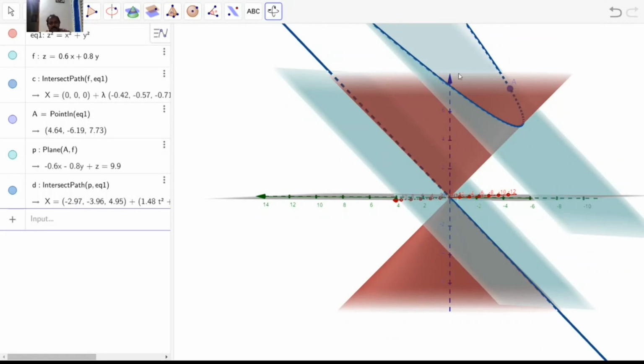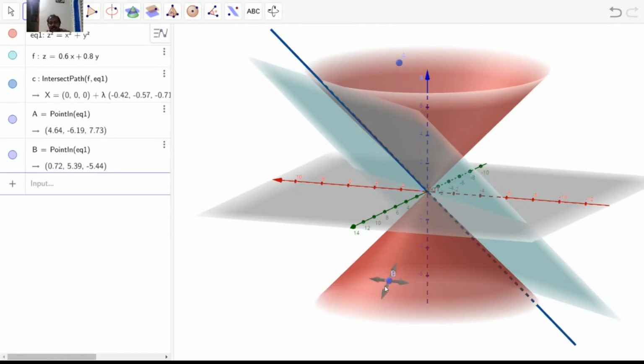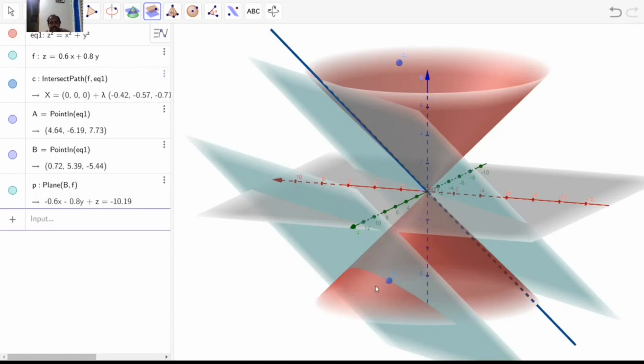Now you consider a point B on the lower nap, and you consider a plane passing through B and parallel to the tangent plane. Now you can see that again the curve of intersection is a parabola.